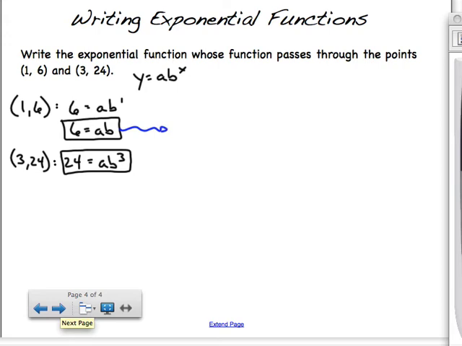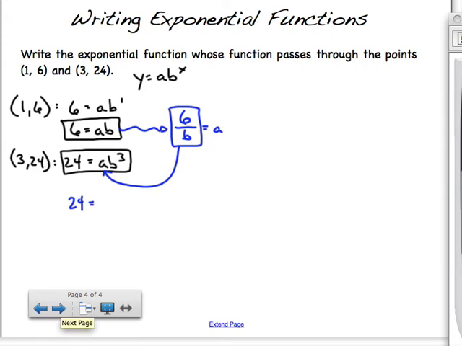If I solve for a, I'm going to divide by b each side, so I get 6 divided by b is equal to a. And I'm going to take what a is equal to and plug it in wherever I see an a, which is right here. Okay, so now let's plug it in.